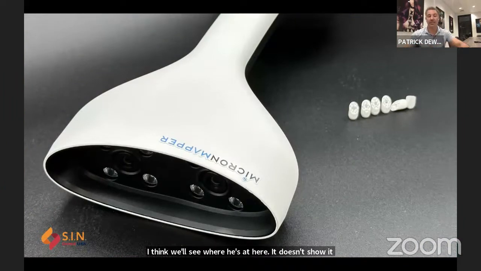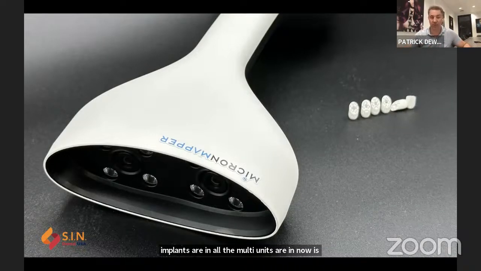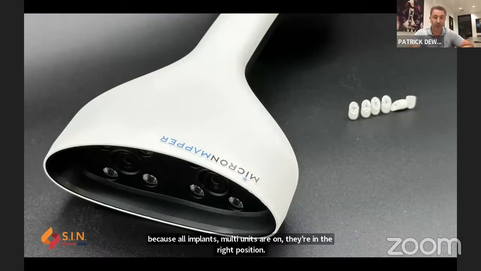After all the implants are in, all the multi-units are in, now is where things really take a turn compared to the analog world. First thing we do is pull out our micron mapper because all implants, multi-units are on, they're in the right position. This here is the micron mapper. It is a photogrammetry device.